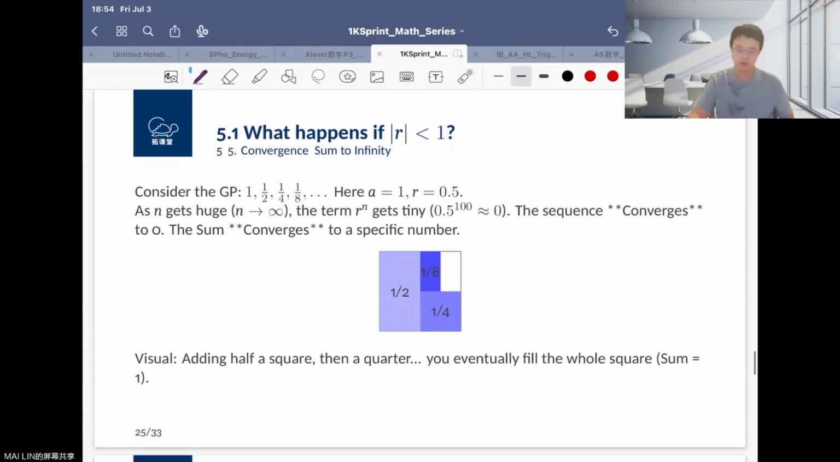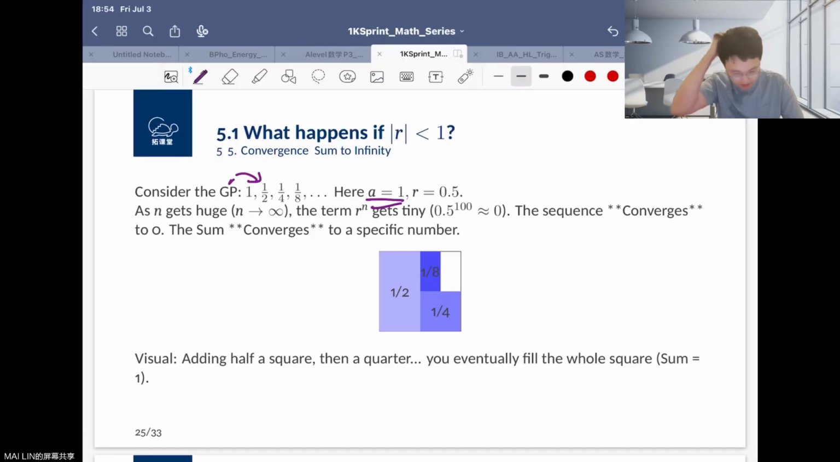Here we have a geometric progression: 1/2, 1/4, and 1/8. The first term a is 1, and the ratio is 0.5, which means each term is a half of the term before it.